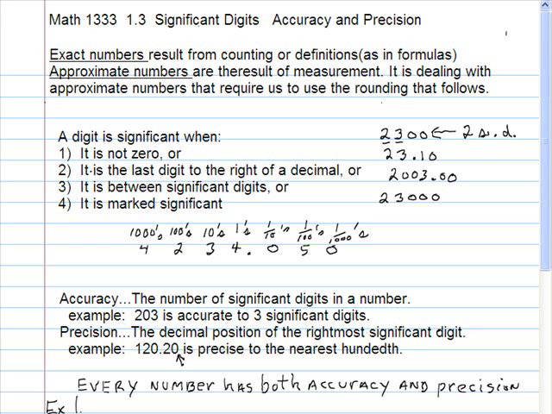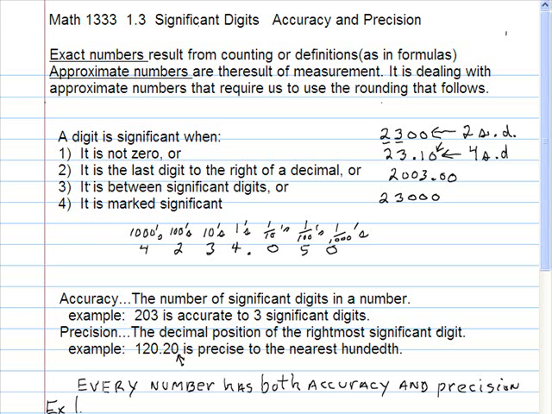The second condition for a digit to be significant is if it's the last digit to the right of a decimal. So take a look at my second example. The last digit to the right of the decimal is that 0. So even though that's not a non-zero number, it is significant because it is the last digit to the right of a decimal. So this number would have 4 significant digits.